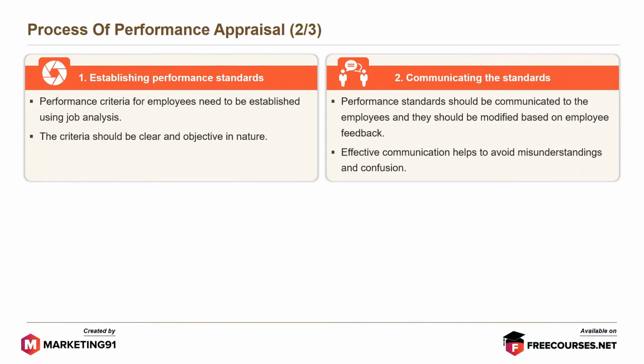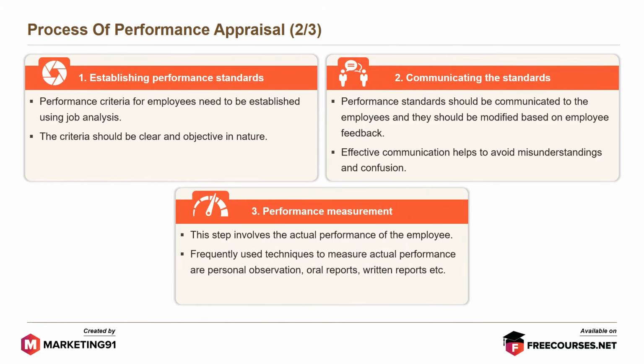Next is communicating the standards. Performance standards should be communicated to the employees, and they should be modified based on employee feedback. Effective communication helps to avoid misunderstandings and confusion. And lastly, performance measurement. This step involves the actual performance of the employee. Frequently used techniques to measure actual performance are personal observation, oral reports, and written reports, etc.